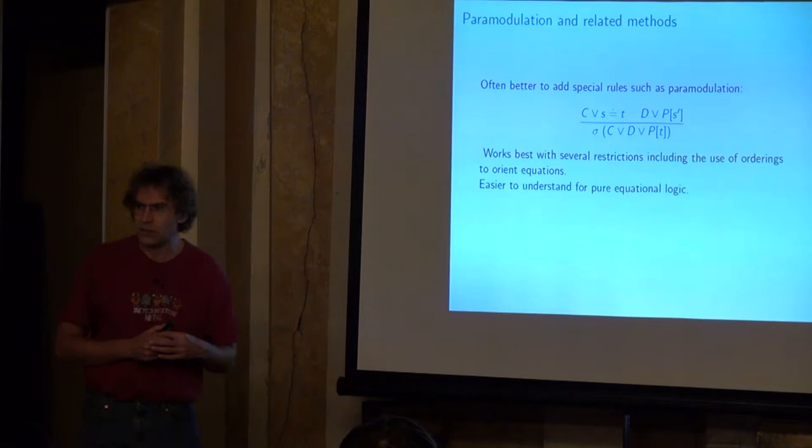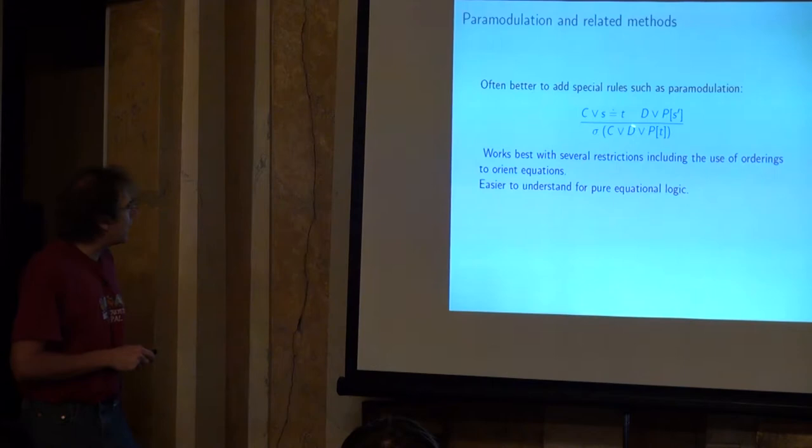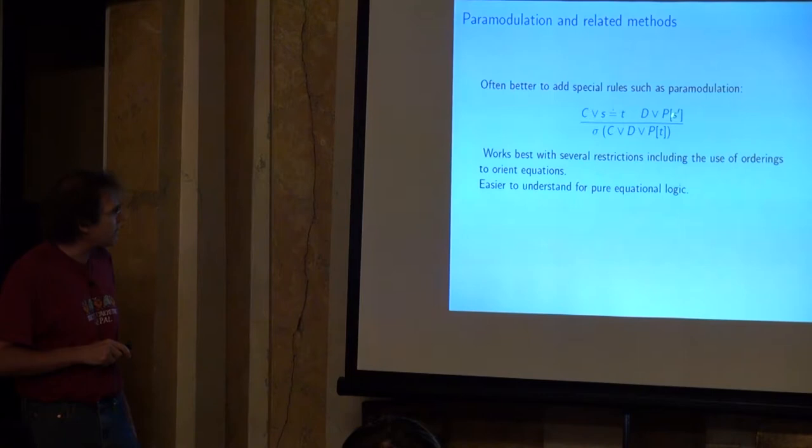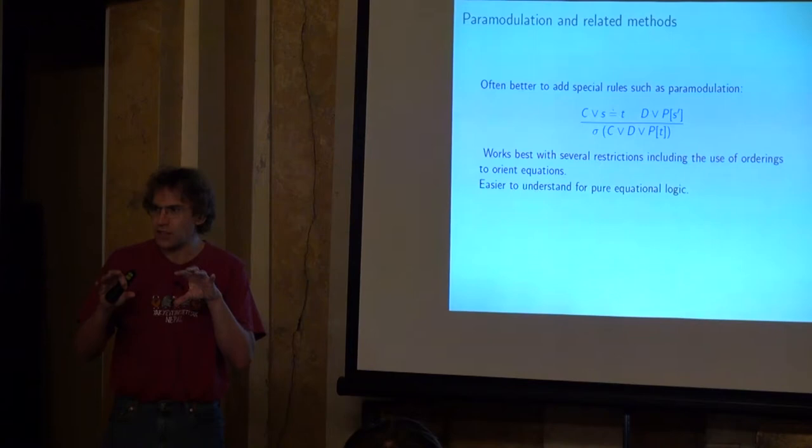So could you repeat, what is S prime? Sorry, S prime is just some other term. And then sigma is a unifier of S and S prime. So assume S and S prime are two a priori different terms of which there's a unifier sigma. Yeah, sorry, that wasn't made explicit.